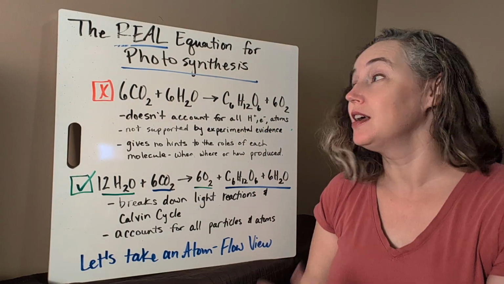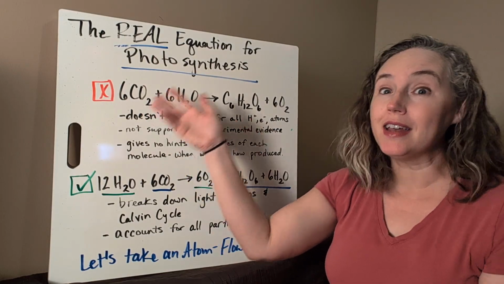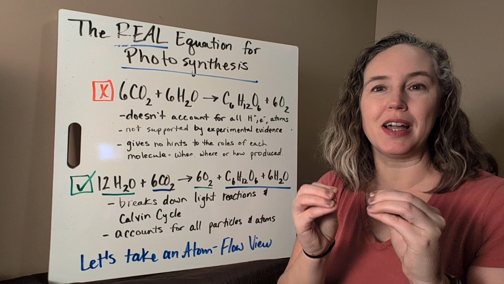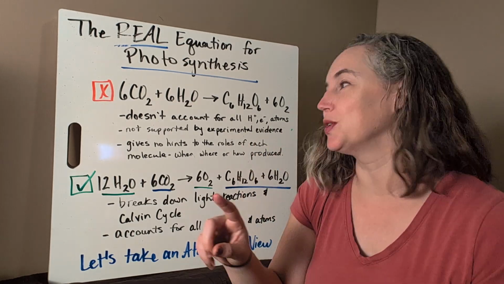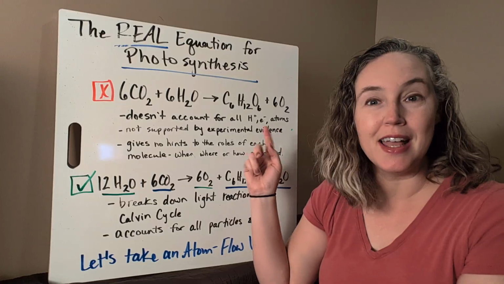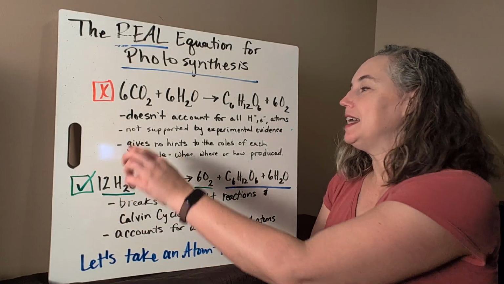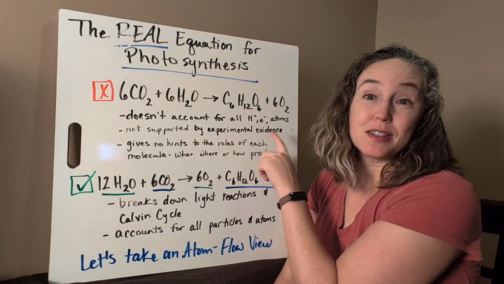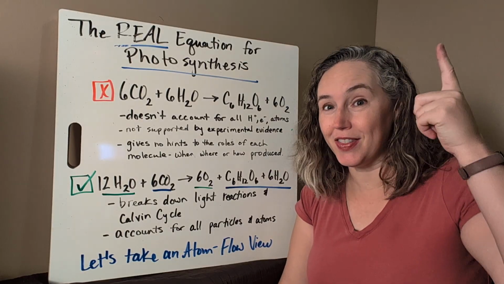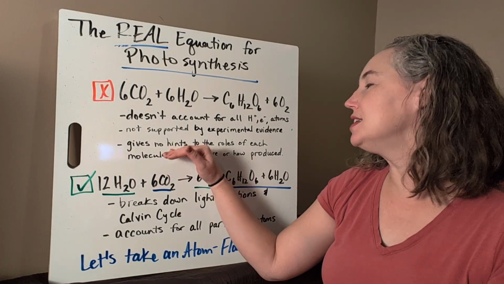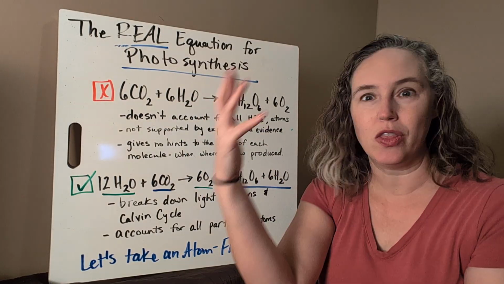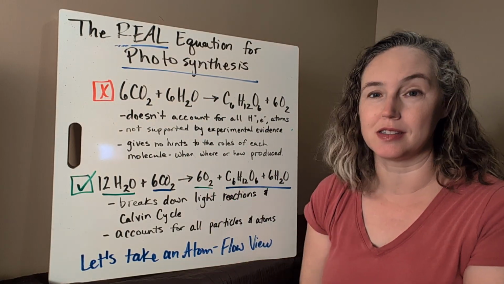It's balanced, the ins are coming in, the outs are coming out, but this simplified version does not tell the whole story. It doesn't account for all the protons, electrons, and all the atoms. It's not supported by experimental evidence. If you want more detail on that, check out this video. And it gives no hints to the roles that each molecule plays in the whole process of photosynthesis.